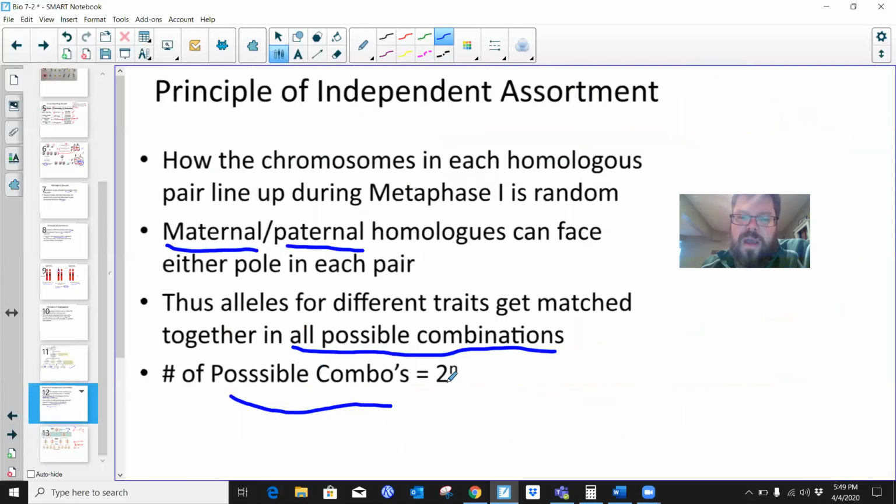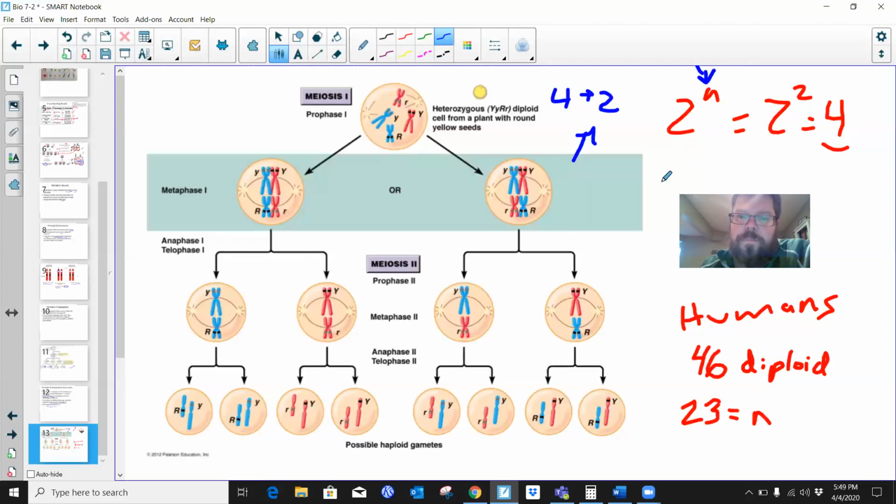The number of possible combinations is 2 to the nth power, where n represents the number of chromosomes in a diploid cell. In this simple little example, the diploid value is 2. So 2 to the second is 4. There are 4 resulting possible combinations that you could come up with.